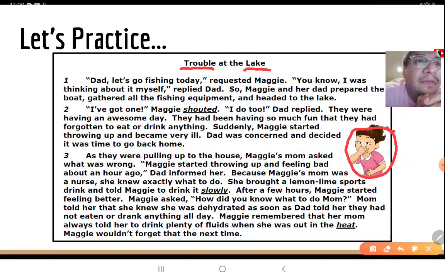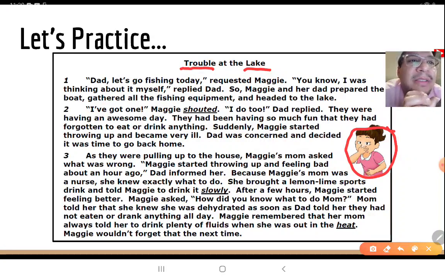"Dad, let's go fishing today," requested Maggie. "You know, I was thinking about it myself," replied Dad. So Maggie and her dad prepared the boat, gathered all the fishing equipment, and headed out to the lake. "I've got one," Maggie shouted. "I do too," Dad replied.